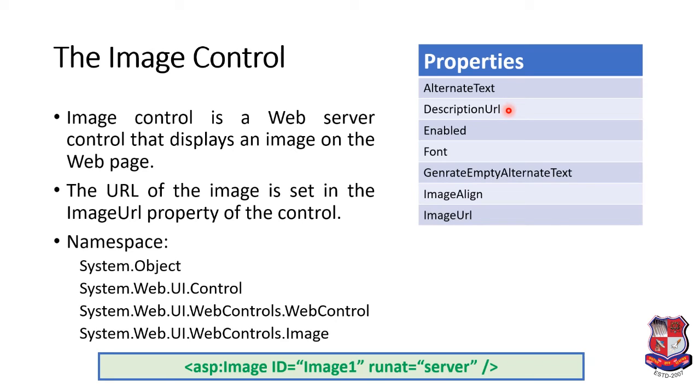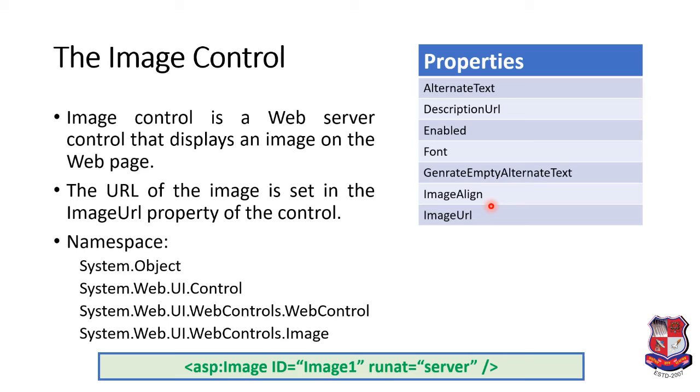Next is DescriptionUrl. It is used to obtain or set the location to a detailed description for the image. Next is Enabled. It is used to set or obtain the value indicating whether the control is enabled or disabled. Next is the Font property. It is used to obtain or set the font property for the text associated with the control. Next is GenerateEmptyAlternateText. It is used to set or obtain a value indicating whether the control generates an alternate text attribute for an empty string value.